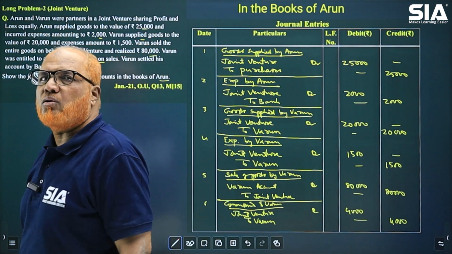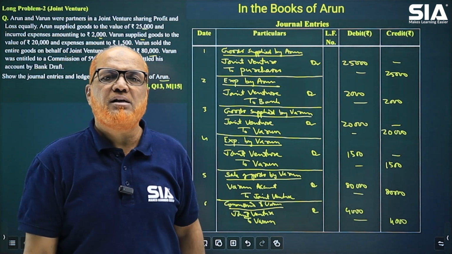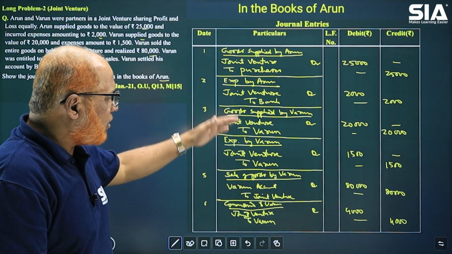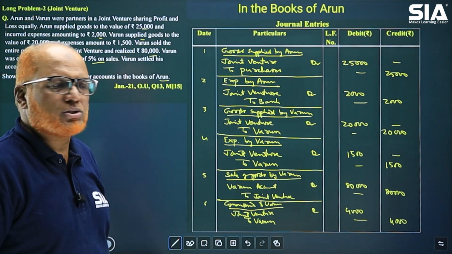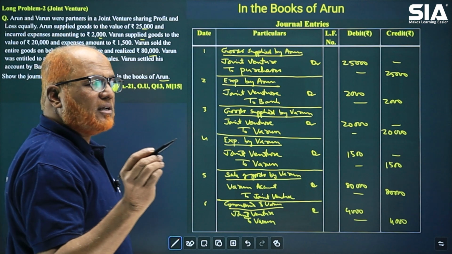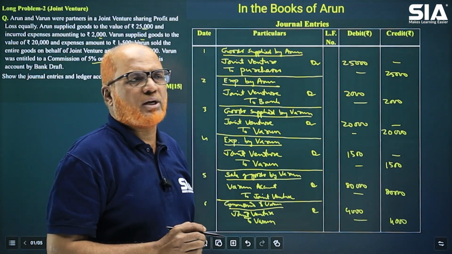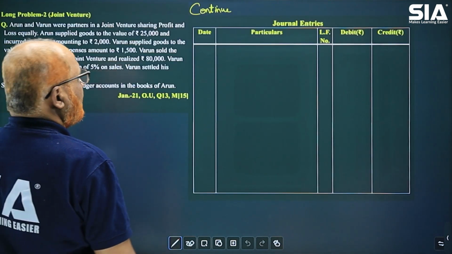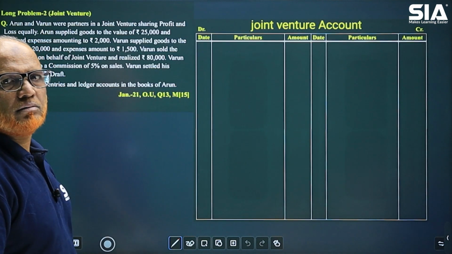All the items are over. Two more entries are required. One entry is regarding the profit or loss on the joint venture. After posting all these entries, we have to find out how much is the profit or loss. But those entries can be passed only after preparing the joint venture account. Now we have to post the entries to the joint venture account.